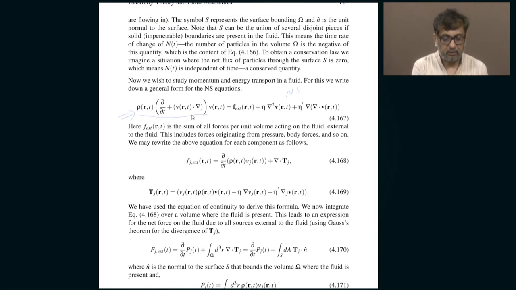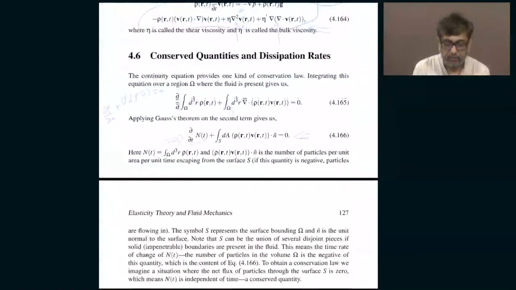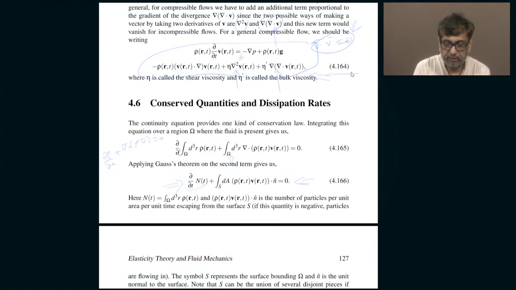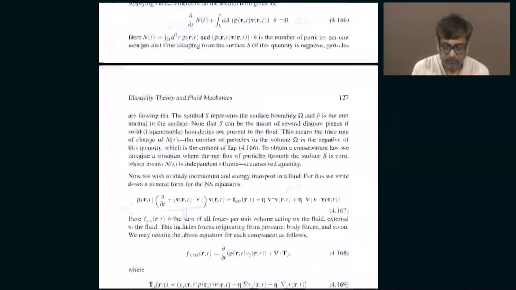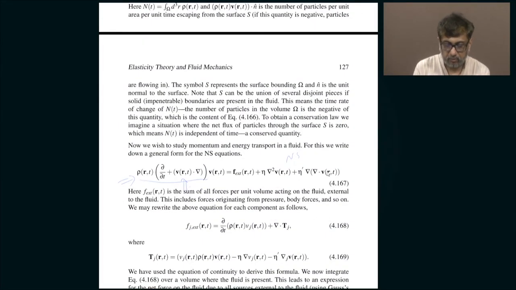I told you this is the explicit time derivative of the velocity plus the implicit derivative, in the sense that there is a convective derivative. That means a kind of implied acceleration, not because velocity is changing explicitly with time, but because it's changing with space, which has the simulated effect of an acceleration. So that's what the convective derivative is. So you see, I'm not writing anything new, it's already here. It was here, I'm just copy pasting 4.164. I've written it in a more compact way.